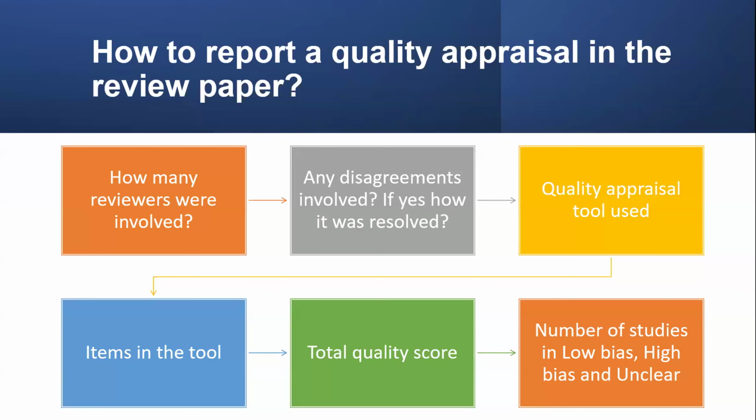Then what quality appraisal tool did they use? If you have multiple study designs in your systematic review, you might use multiple tools. For each tool you have to report which study designs it was used for, what scoring you decided for each tool, and what total score you could give each study. Also the number of studies included with low bias, high bias, and unclear bias. These many things have to be reported when you write a quality appraisal description in your systematic review.